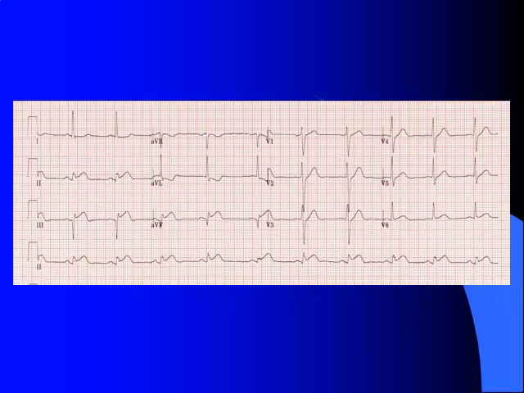Our next example is a case of acute inferior STEMI, an isolated inferior STEMI it appears to be. We have ST elevation in leads 2, 3, aVF, with reciprocal changes in leads 1 and aVL. That's about it on that one.